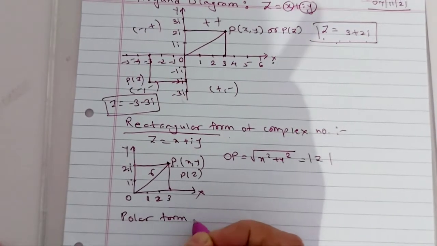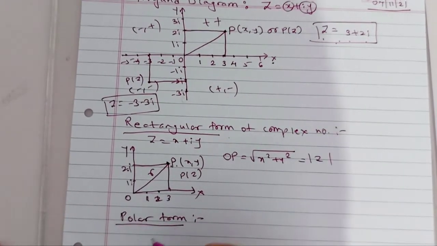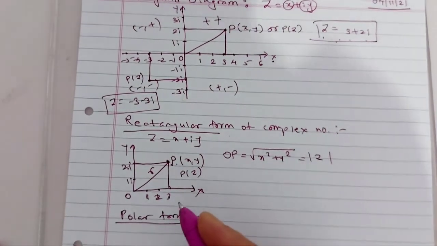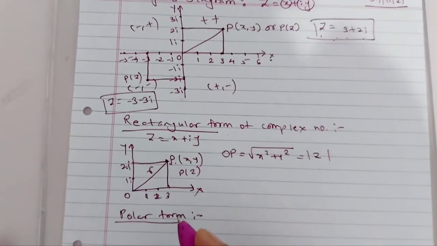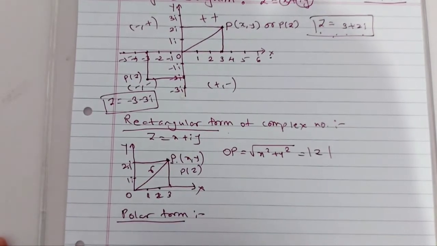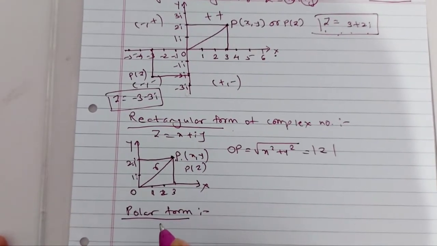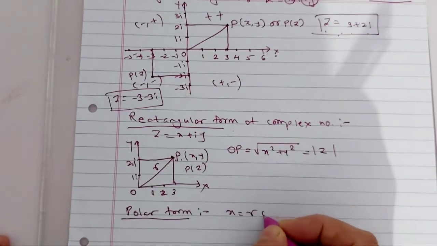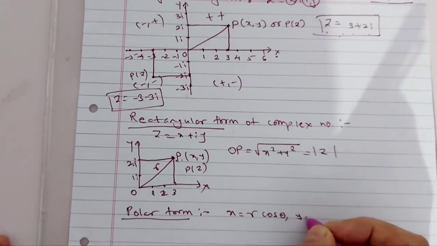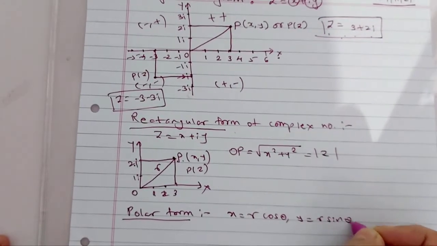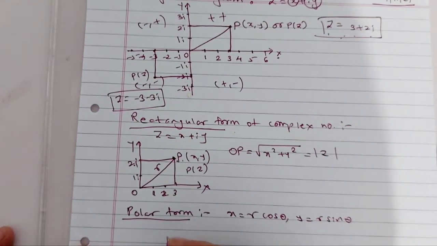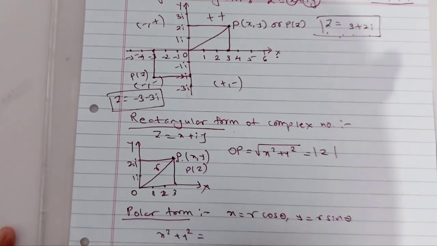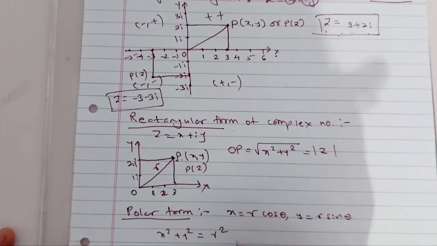Now as the name says, polar, which means I will replace the coordinates x and y by r and theta. So what will I say? In two-dimensional geometry, we take x and y in terms of r and theta: x is equal to r cos theta and y is equal to r sin theta. Right? So what is the formula we are seeing? x square plus y square is equal to r square.